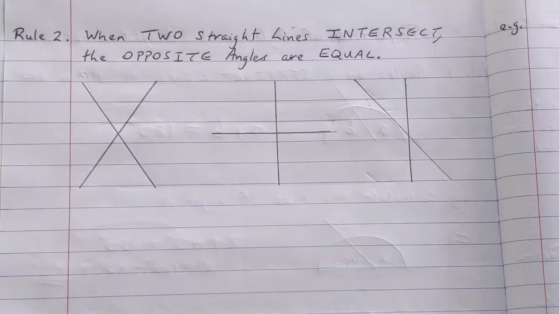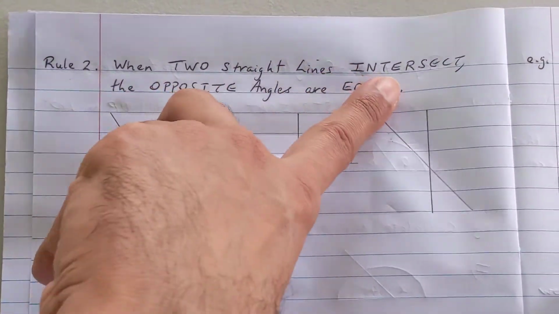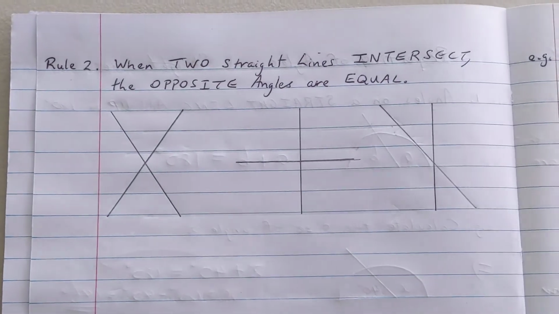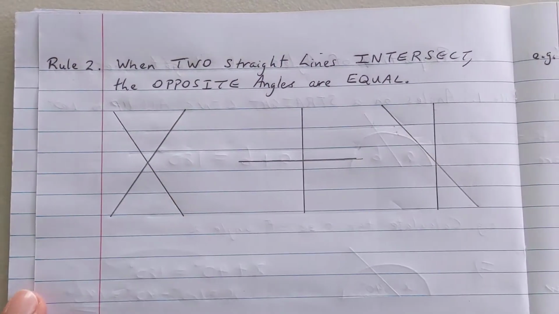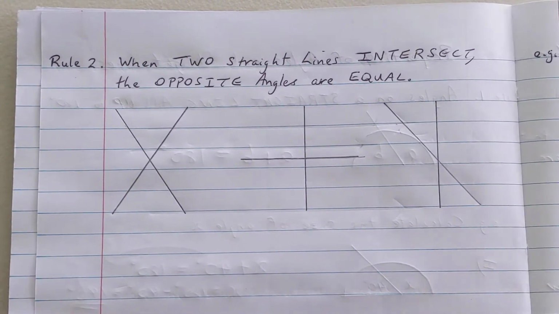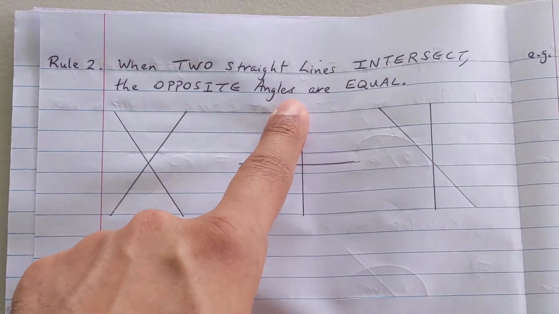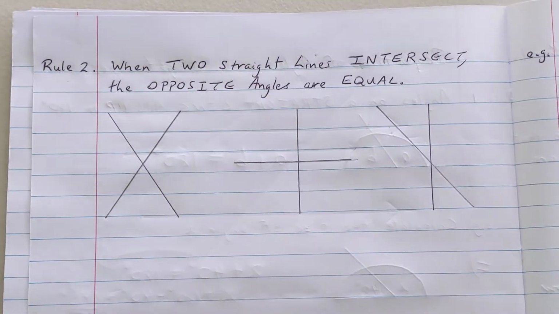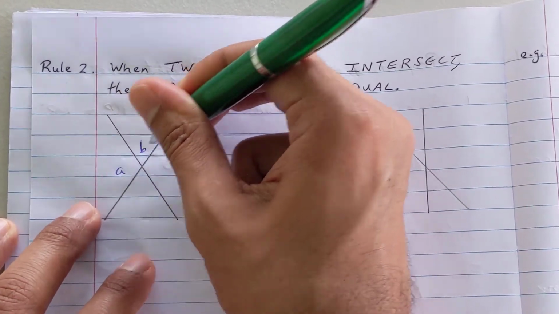Second rule. So that was the first rule, very basic, very straightforward. Second rule, when two straight lines intersect or cross, that's just a fancy word for cross, the opposite angles are going to be equal. And these are just different variations where two straight lines intersect. They can intersect in different ways, but once two straight lines cross, this rule is going to apply. So let me just give these some letters so you'll see it a little better. So we're calling these angles A, B, C, D.